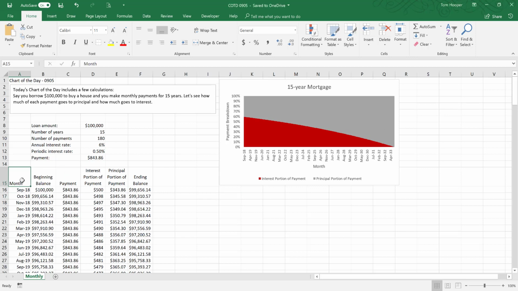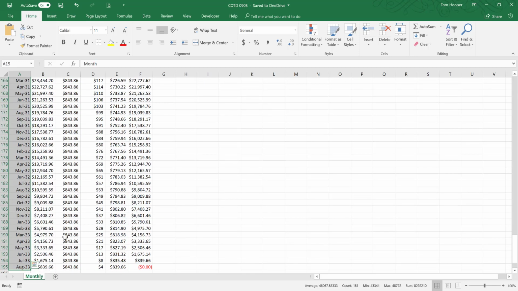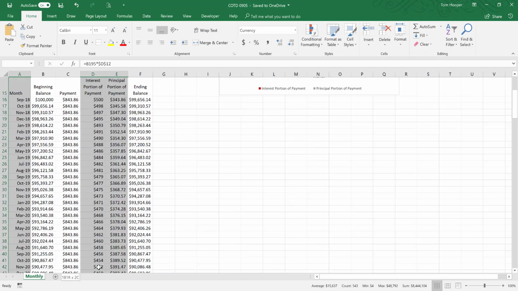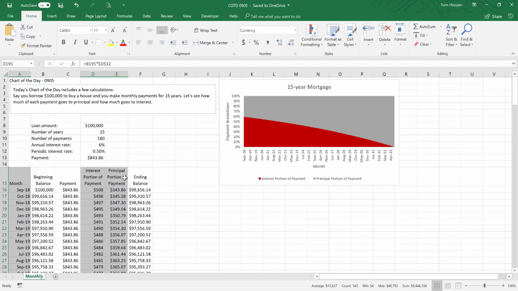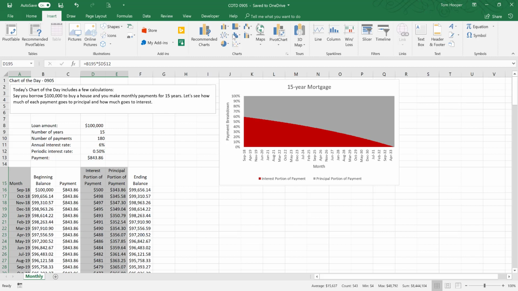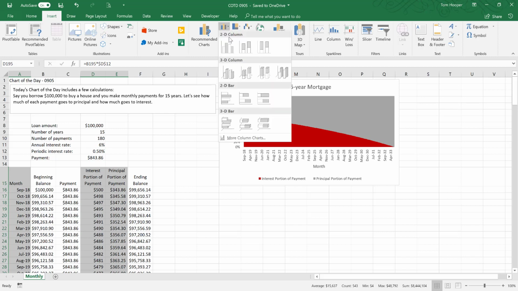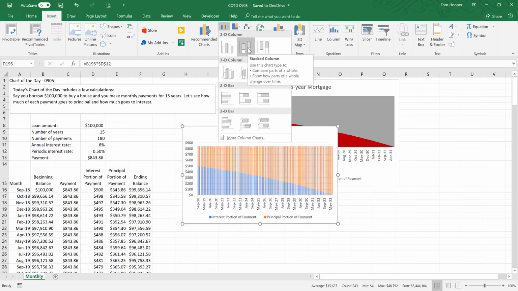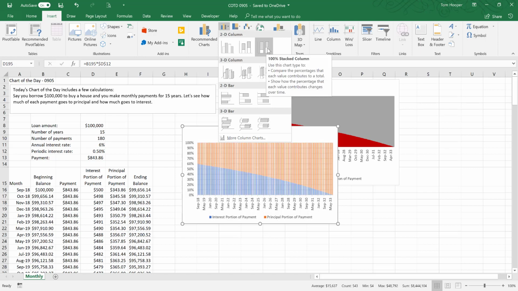We'd like to start with month. Control Shift down, hold down Control, Shift right arrow, Control Shift up. Insert. And this time we're going to use a 2D stacked column, but we're going to take a 100% stacked column. So we don't really care how big the payment is. We just want to show 100% at the top and then the breakdown of the two series that we're plotting.